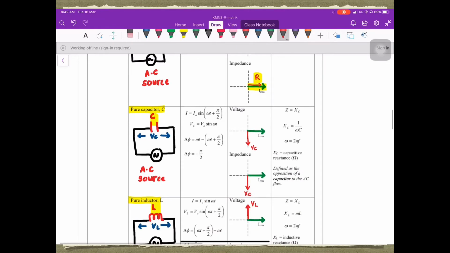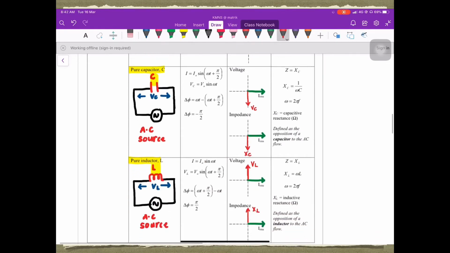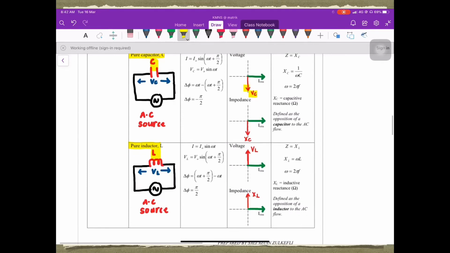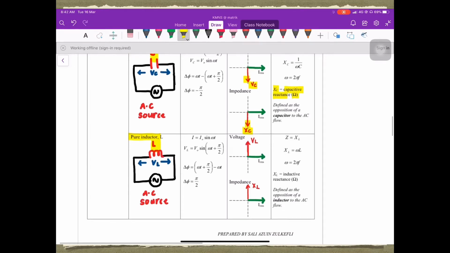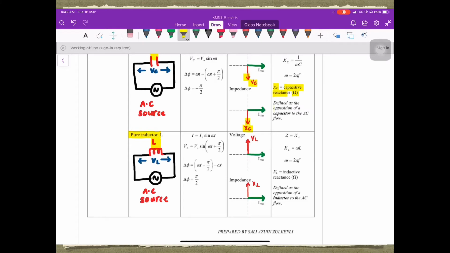Next, look at the phasor diagram for the pure capacitor. For the pure capacitor, this is the VC with the arrow. And then this is XC with the arrow. So what is XC? XC is capacitive reactance in unit ohm, defined as the opposition of a capacitor to the AC flow.